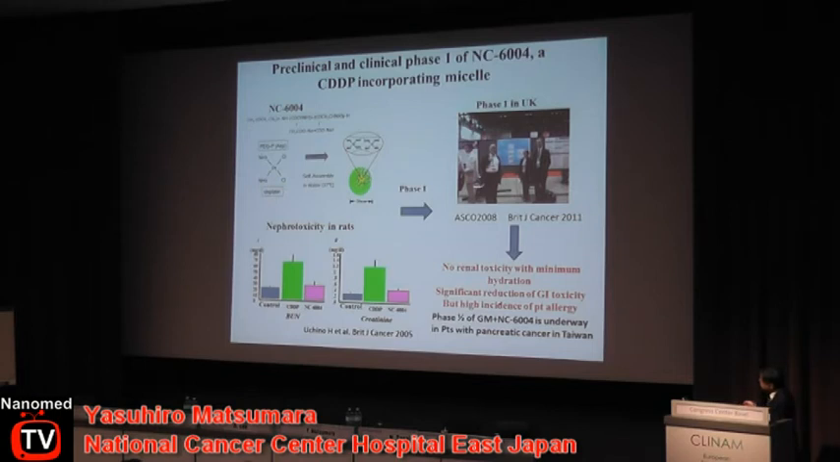Then we conducted the phase 1 trial in the United Kingdom, and we found that no renal toxicity occurs with minimum hydration, and GI toxicity was very weak. That is, almost all patients entered in this trial experienced grade 1 or weaker GI toxicity. However, we found a high incidence of platinum-related allergy in this trial. At the moment, a phase 1-2 study of gemcitabine plus NC604 is underway in patients with pancreatic cancer in Taiwan.